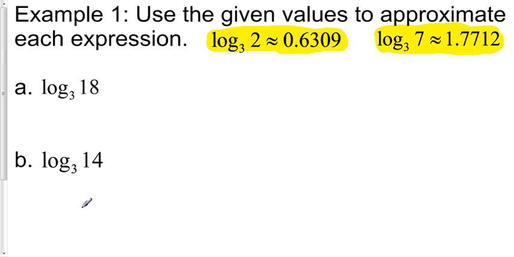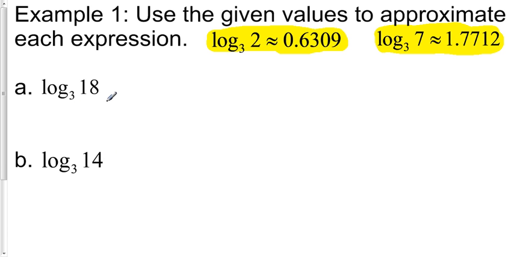Okay, so how can we use these properties? Well, let's say that we're given 2 values here. The log base 3 of 2 is approximately 0.6309, and the log base 3 of 7 is approximately 1.7712. We can actually use these 2 facts alone and some of the properties that I just showed you to figure out what the log base 3 of 18 is, or the log base 3 of 14.